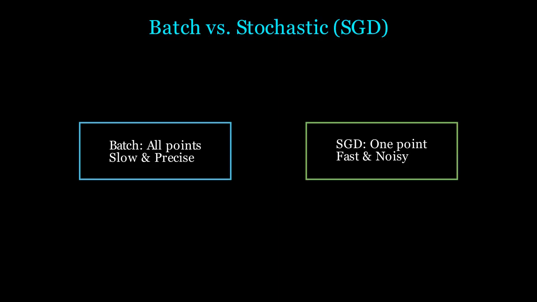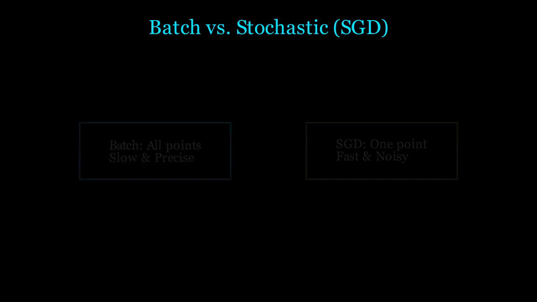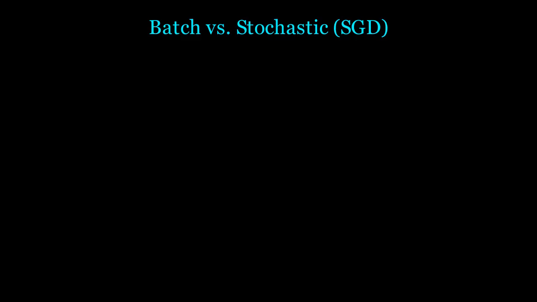There isn't just one type of gradient descent. In batch gradient descent, we look at every single data point before taking one step. While precise, it's slow. Then we have stochastic gradient descent, or SGD, where we take a step after looking at just one random data point. It's noisier, like a drunk person walking down a hill, but it's much faster and can help escape local minima, small dips in the mountain that aren't the absolute lowest point.